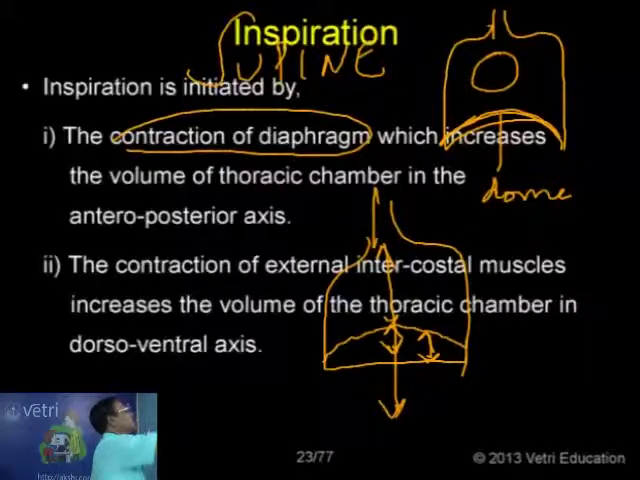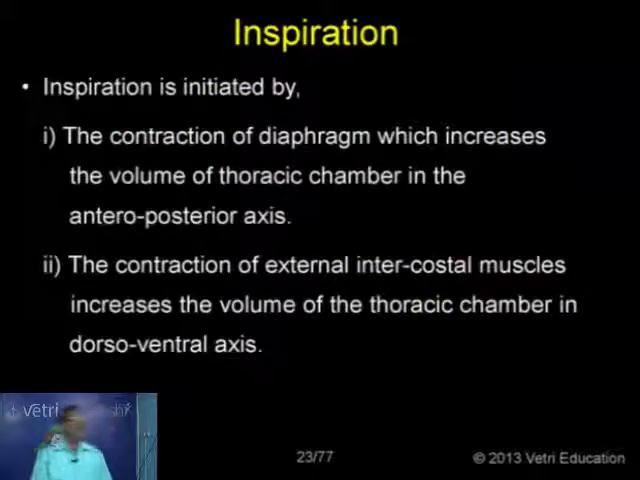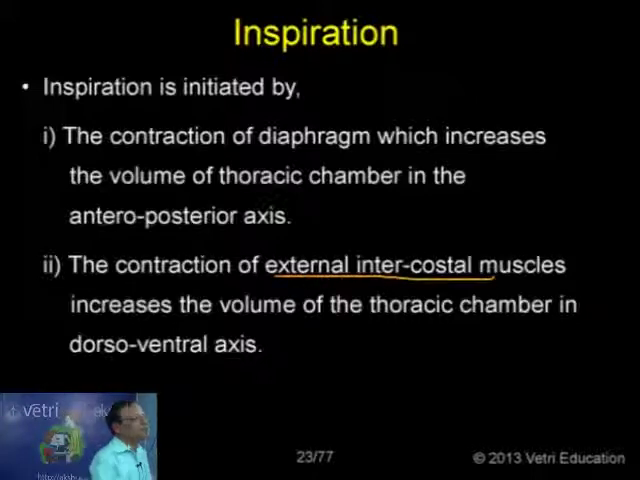Then what about the other muscle? The second muscle taking part in the inspiration process is the external intercostal muscles. The external intercostal muscles are found on the anterolateral sides of the thoracic cavity, in between the rib bones, externally. That's why they are called external intercostal muscles. Now this muscle is undergoing contraction. So what is happening when the muscle is undergoing contraction?